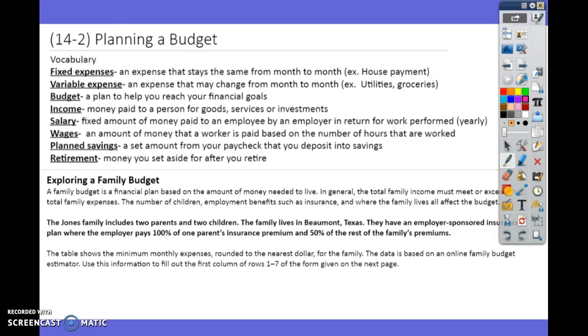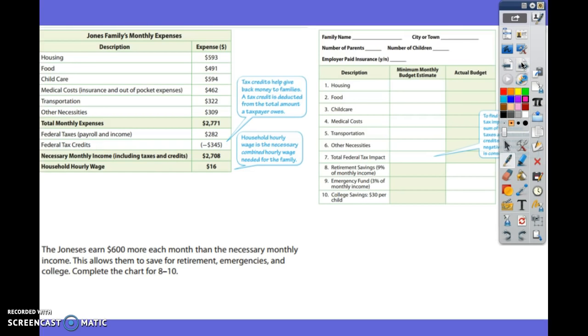The table shows the minimum monthly expenses rounded to the nearest dollar for the family. The data is based on an online family budget estimator. Use this information to fill out the first column of rows 1 through 7 of the form given on the next page. So we see that we have the Joneses' monthly expenses and the descriptions on the left. So we want to fill in 1 through 7 on the right. So first let's start at the top. The family name is Jones. The city or town is Beaumont. The number of parents is 2, and the number of children is 2.